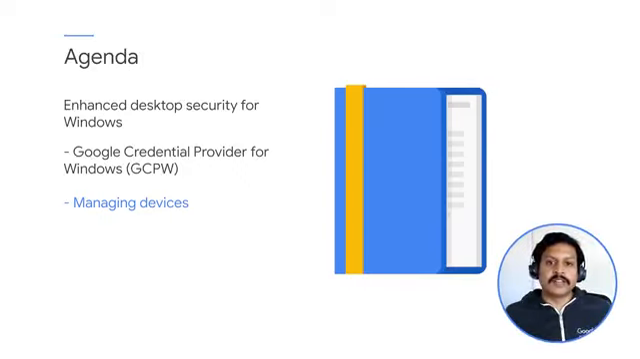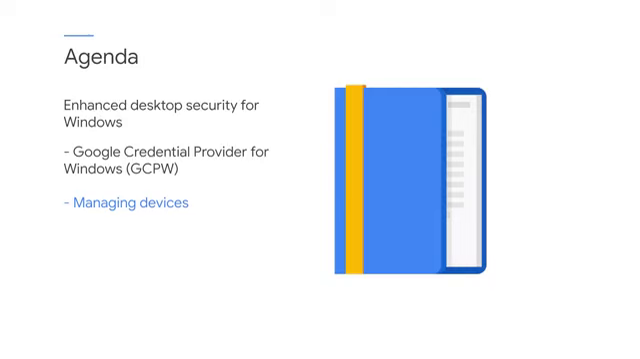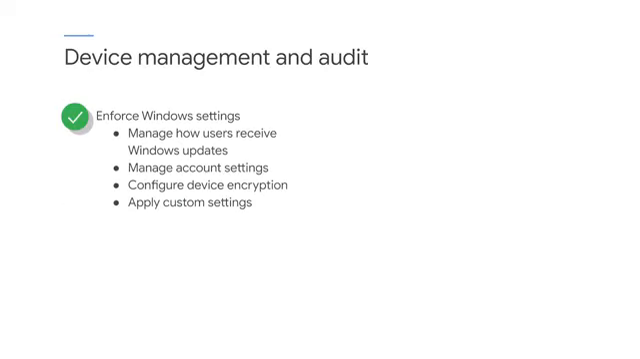Once users' devices are enrolled in Windows Device Management, they must be managed. There are two distinct types of management activities that an administrator can perform. The first is enforcing Windows settings. When you get started with Windows Device Management, there are various settings you might want to apply, such as the following.